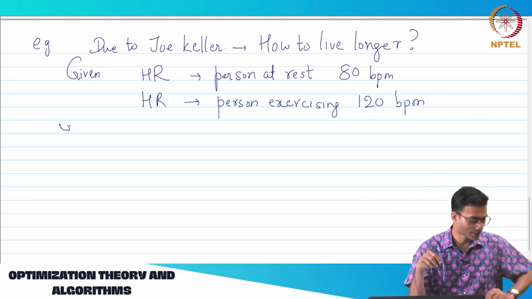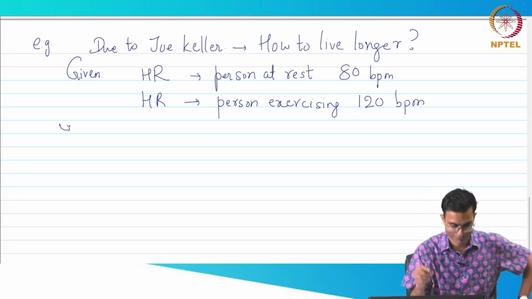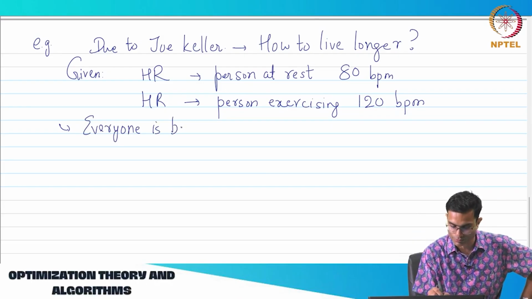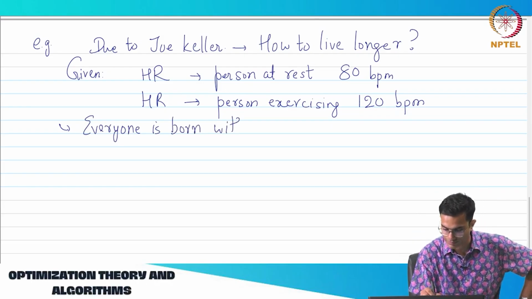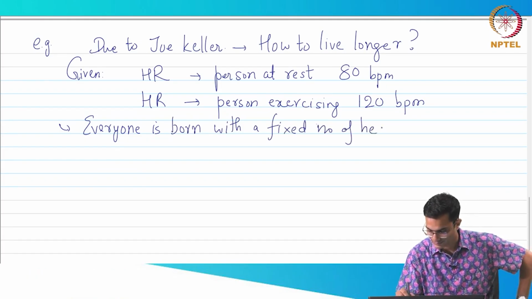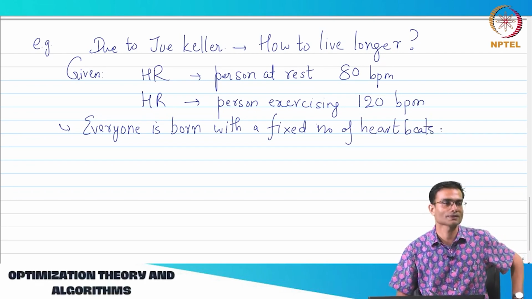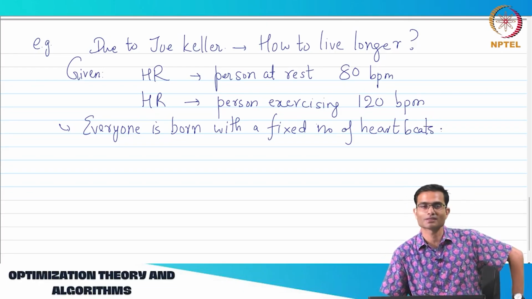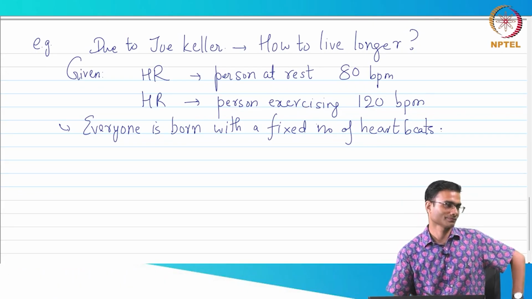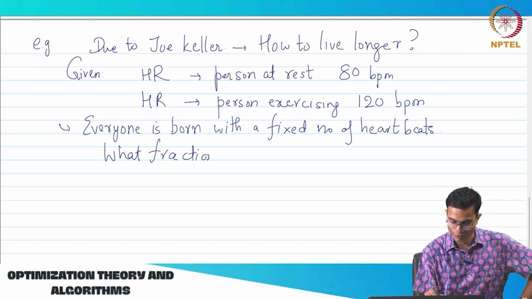Now let us say that everyone is born with a fixed number of heartbeats. You just don't know how many they are, but everyone is born with a fixed number of heartbeats. Please don't get depressed. So the question is, can we figure out what fraction of the day we should spend exercising? We'll come to that.